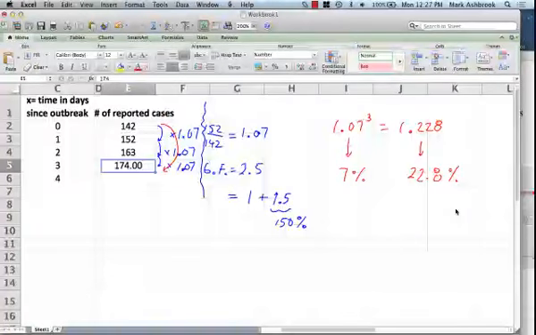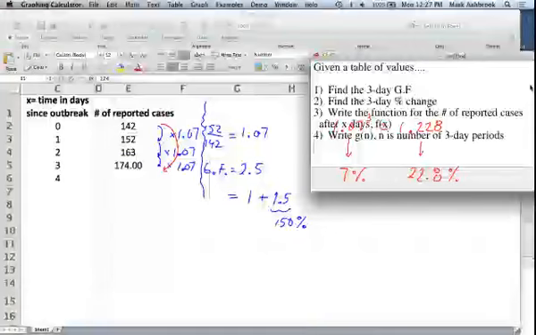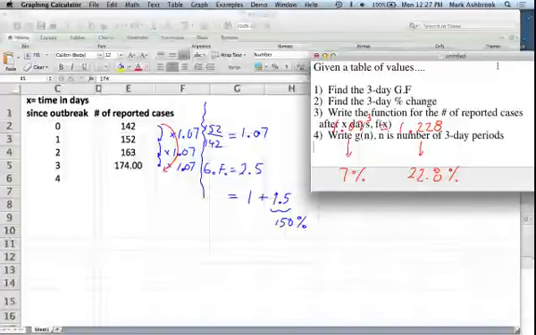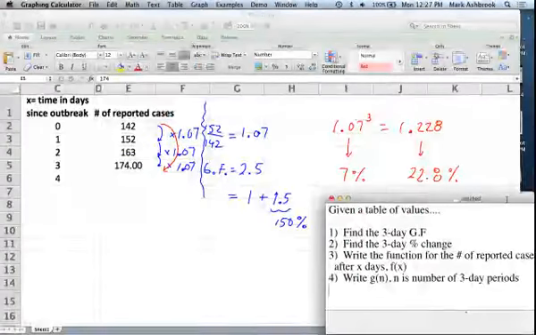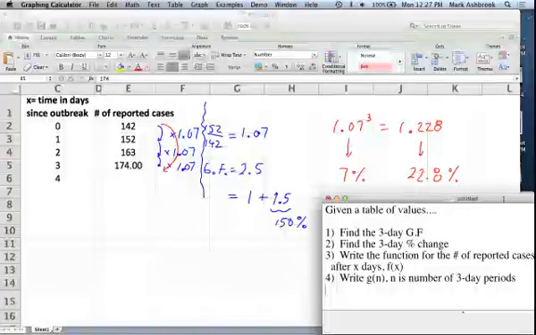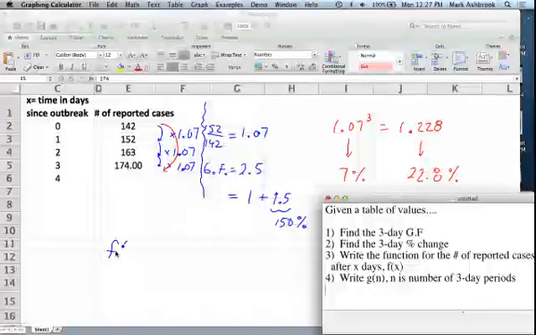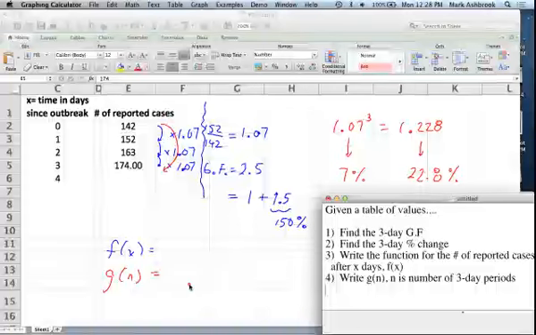Okay. So we want to write 2 functions. The function f of x, where x is number of days, and g of n, where n is the number of 3-day periods. So f of x is everything I've done in blue, and what I've done in red is g of n, where n is the number of 3-day periods. Justin Richardson, where are you? Tell me about f of x.